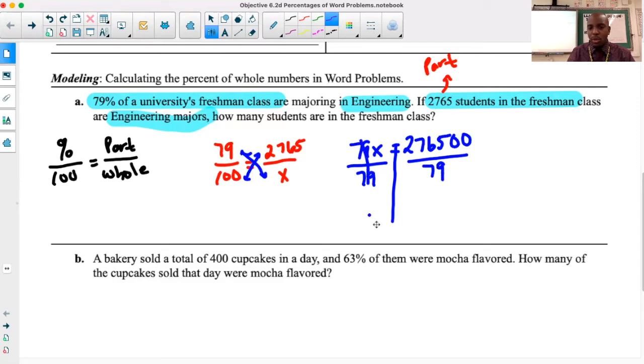And you're probably like, Mr. River, why am I dividing again? Because it's multiplying by x. We want to get x by itself, but it's multiplying by 79. We need to get rid of it by doing the inverse. Opposite of multiplication is division, so we divide by 79. So this big number here, 276,500 divided by 79 gives me 3,500.